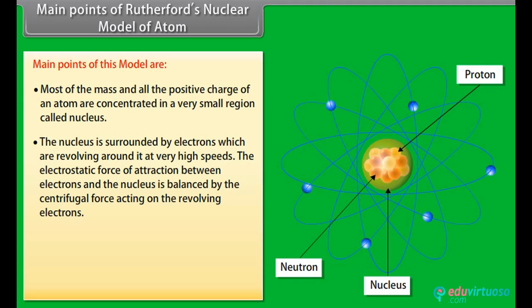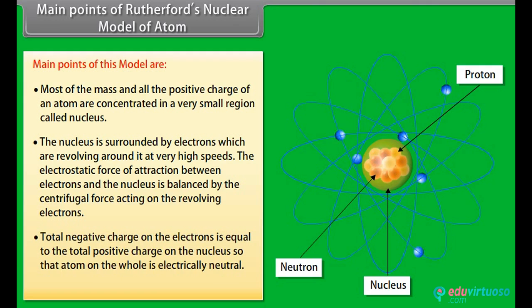Number 3. Total negative charge on the electrons is equal to the total positive charge on the nucleus, so that the atom on the whole is electrically neutral. Number 4. Most of the space inside an atom is empty.